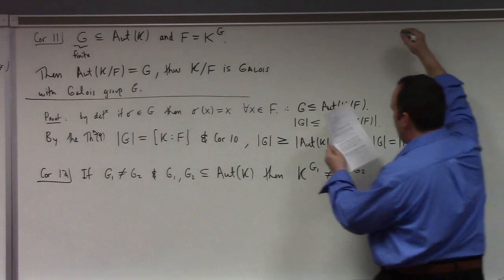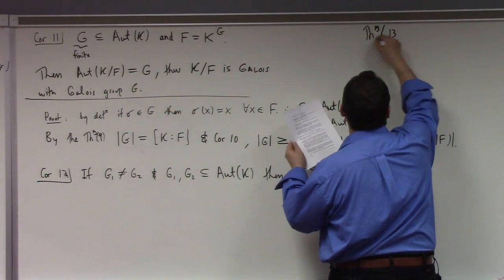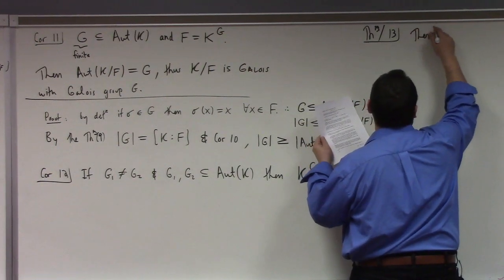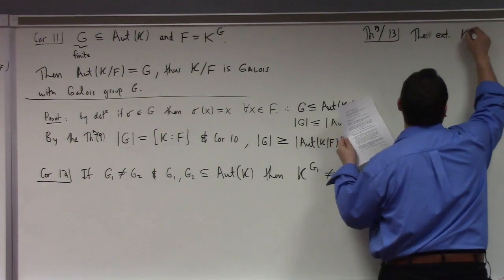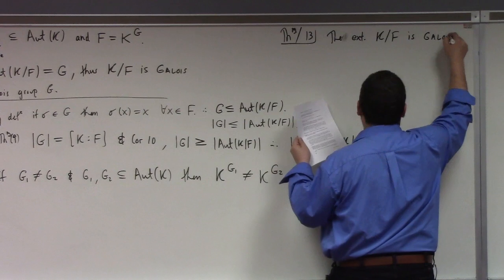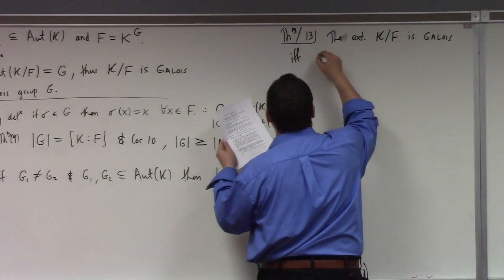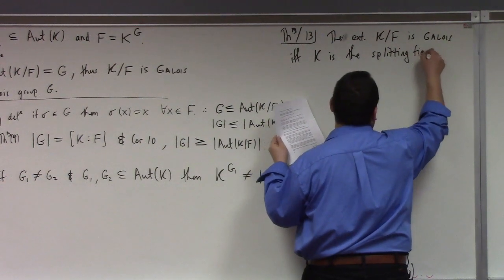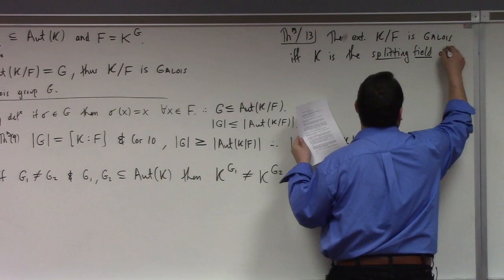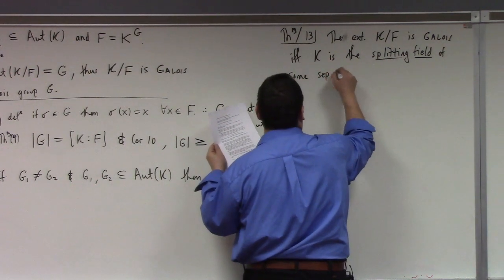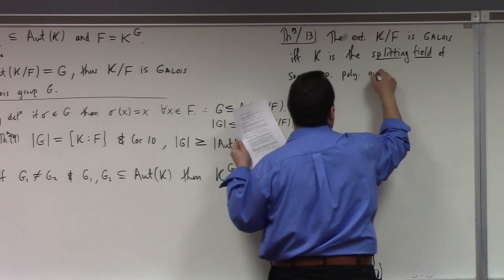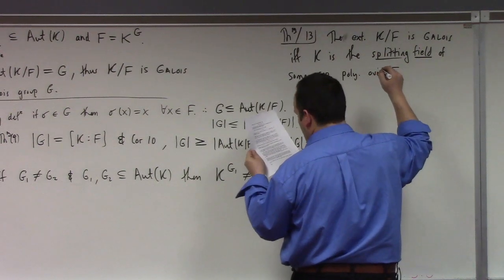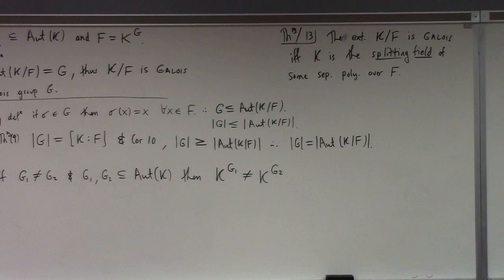So, Theorem 13. The extension K over F is Galois if and only if K is the splitting field of some separable polynomial over F. Furthermore, if this is the case, then every irreducible polynomial with coefficients in F which has a root in K is separable and has all of its roots in K. So in particular, K over F is a separable extension.